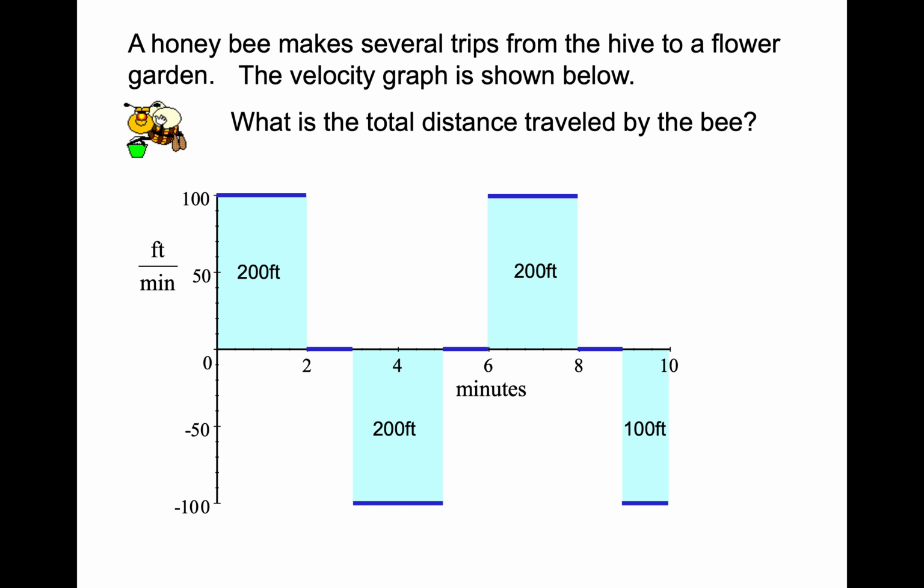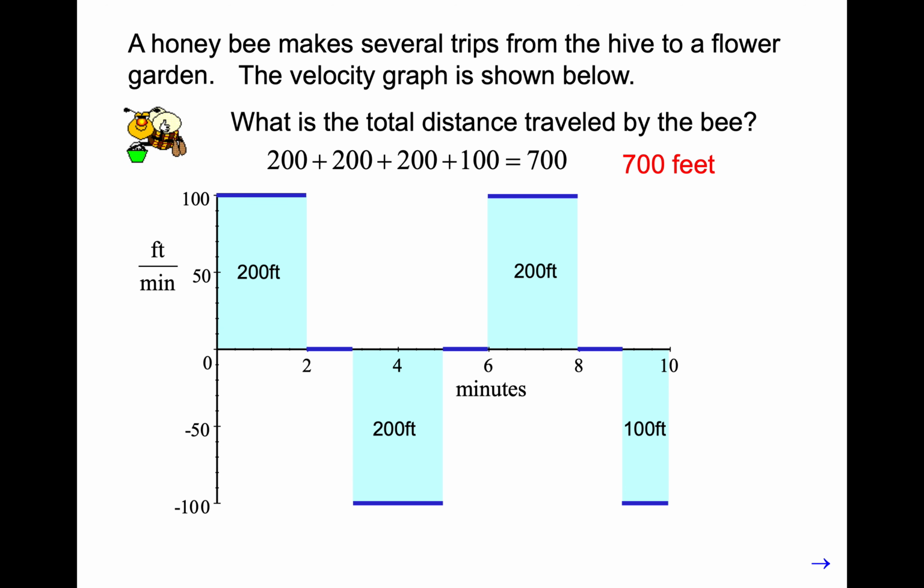So anyway, we can see the total distance traveled by the bee, if you add all those up, would be 700 feet. So the bee has traveled 700 feet total.